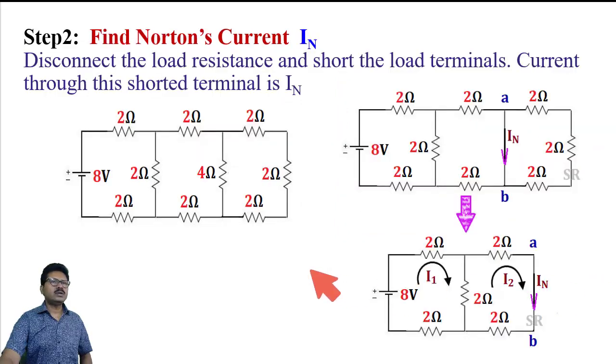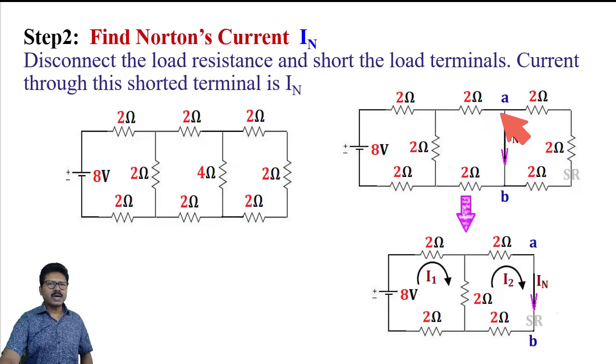To calculate the value of Norton's current, we will replace the load resistance 4 ohm by a short path. See here, this 4 ohm has been replaced by a short path. Now the current flowing through this short path is Norton current. From this circuit, the voltage source is 8 volt. Due to this 8 volt, current will flow through this 2 ohm, and it will reach point A.